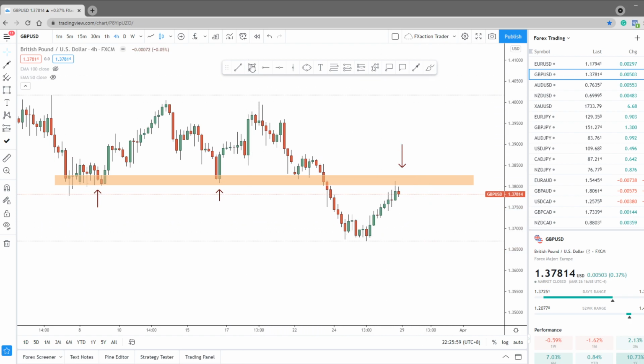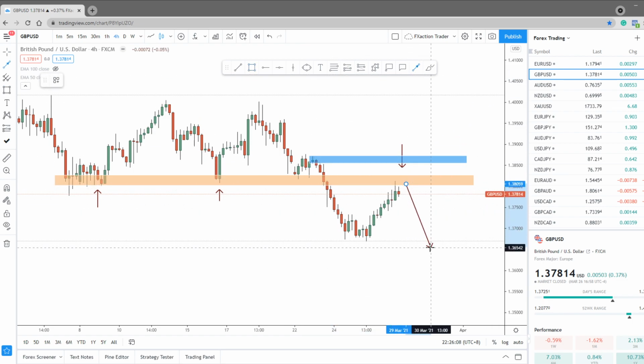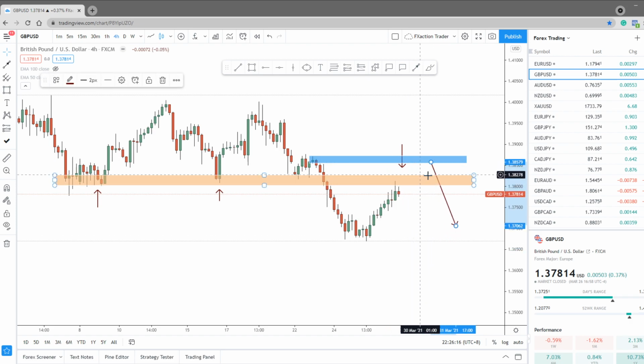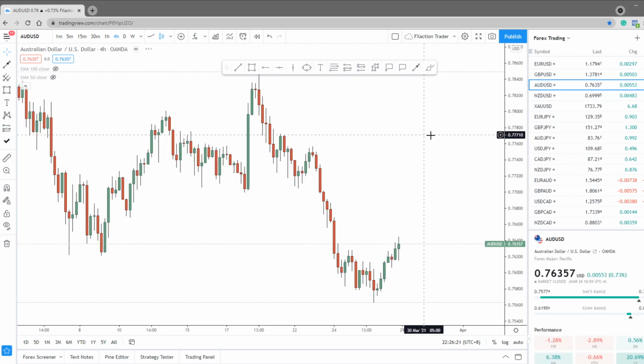The second zone that I'm going to wait for is this supply zone here. Either the market is going to show some downwards movement here, or the market is going to retest higher and we can look for a sell signal here. So let us have a look at the Aussie Dollar.